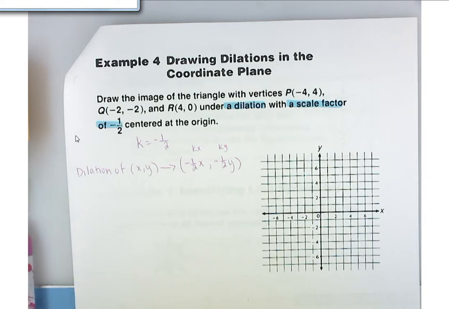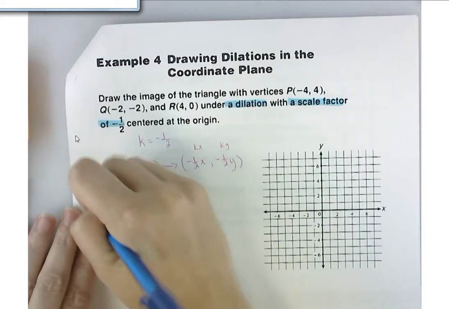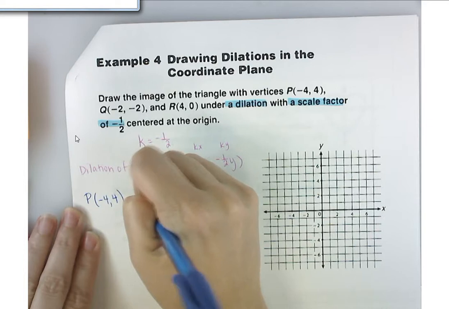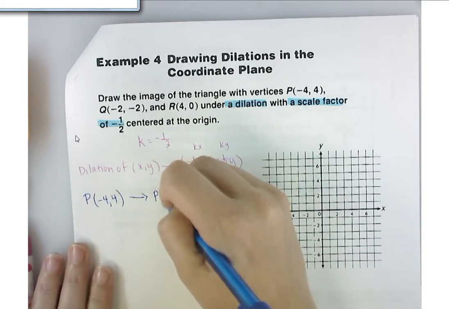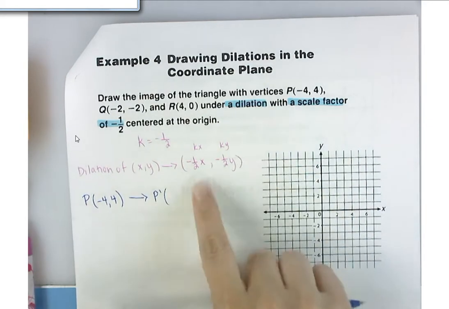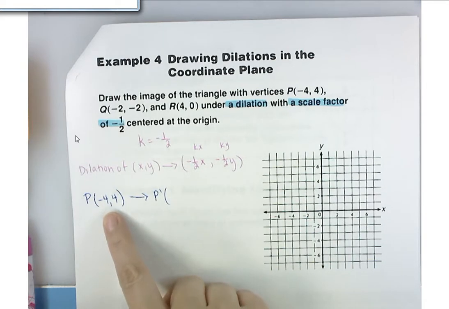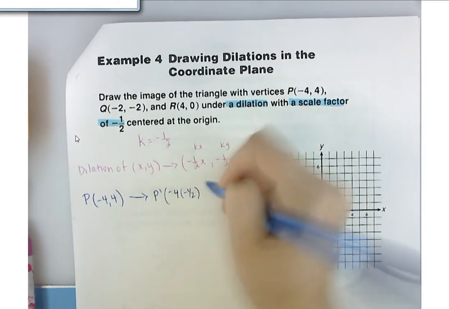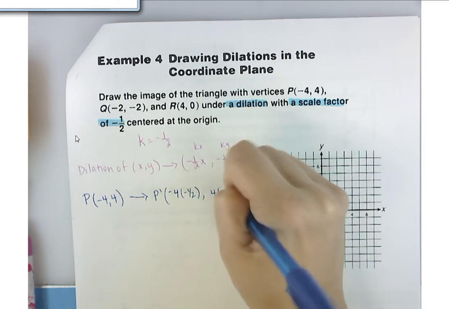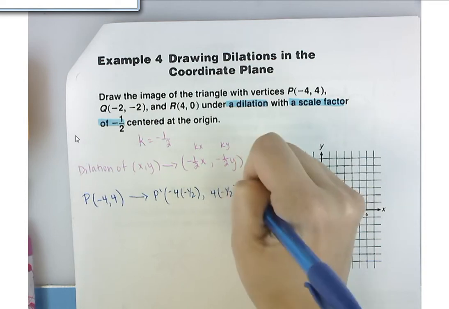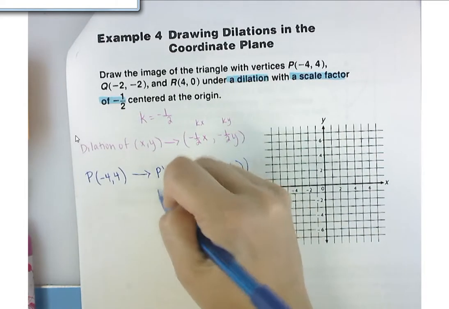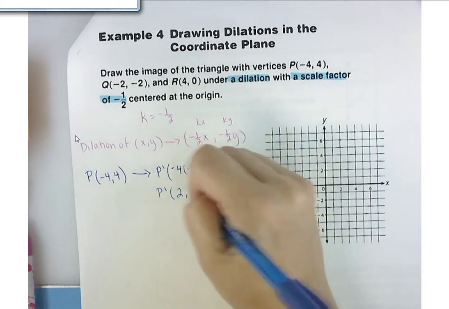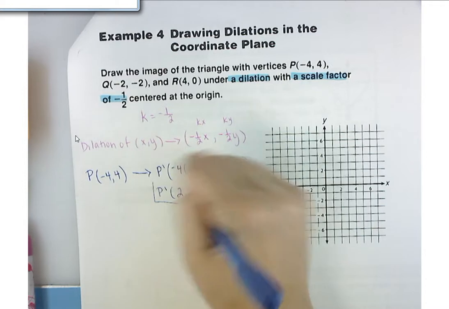So let's start with point P. So point P, (-4, 4), to P prime is going to be multiplying -1/2 times -4, which is what? -4 times -1/2. Yeah, positive, right? Negative times negative would be a positive. Okay, so this would be 2. And then 4 times -1/2 is -2. So that's your P prime.